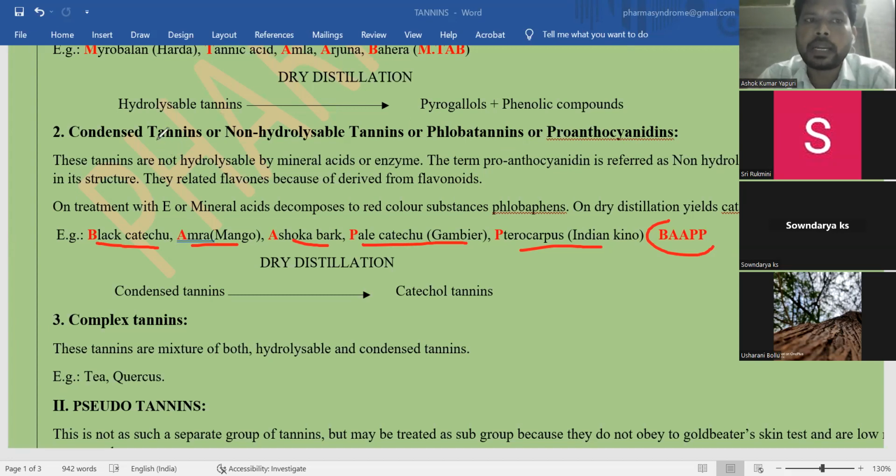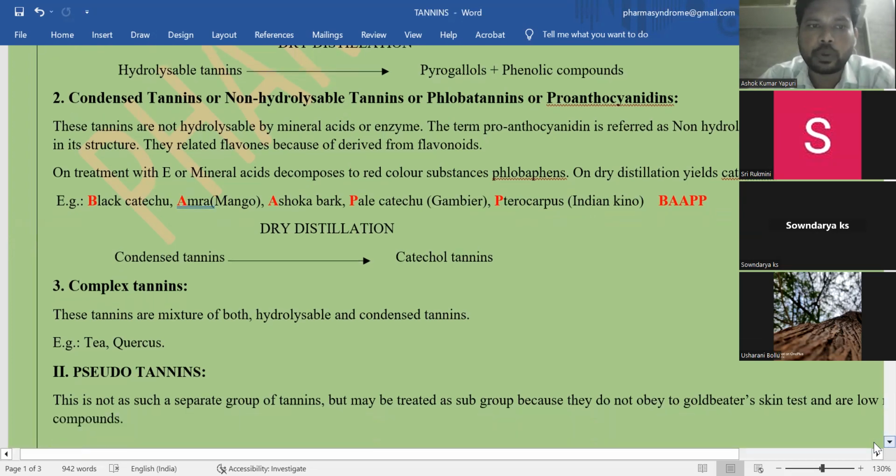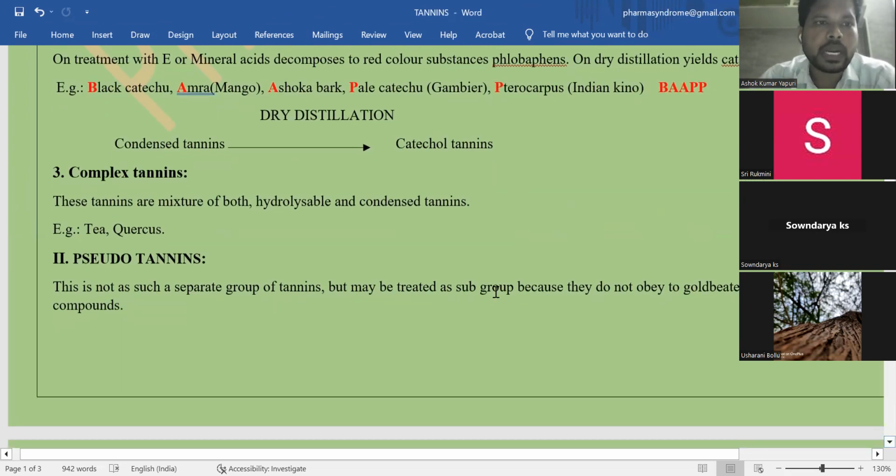That is, nothing but condensed tannins compared to hydrolyzable ones; these non-hydrolyzable tannins are not easily hydrolyzable, that is BAP. So black catechu, Amra, Ashoka bark, pale catechu, Pterocarpus. So these are the examples of proanthocyanidins or phlobatannins or non-hydrolyzable tannins or condensed tannins, and generally these condensed tannins are related to the flavonoids. They are related to the flavonoids, and generally the condensed tannins upon dry distillation give catechol.